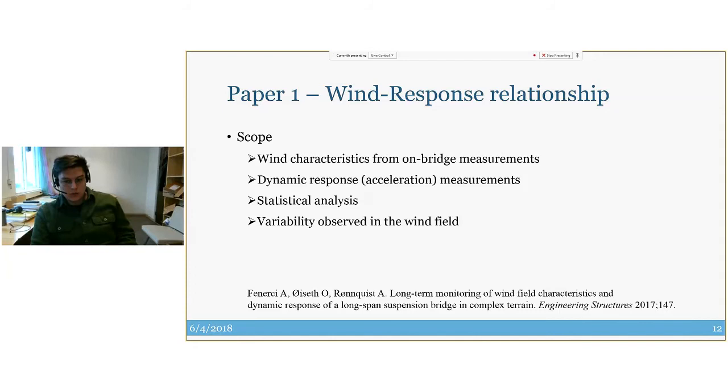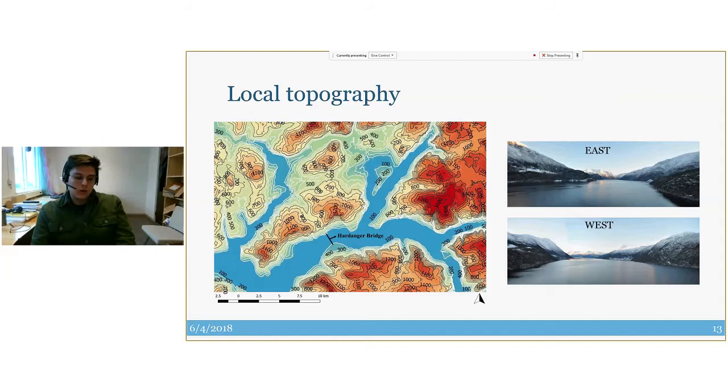And we observed a lot of variability, a lot of randomness in the wind field data. And we have some comments on that. So first, it is beneficial to look at the local topography because this has a large effect on the turbulence characteristics and also the dynamic response of the bridge.